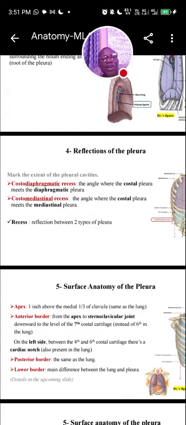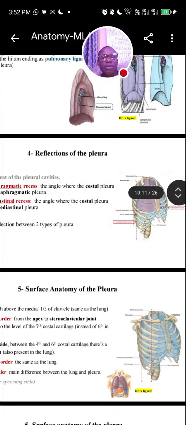CDCM, CDCM. Okay, so we have CD, we have CM. Okay, the angle where the diaphragmatic. So let's look at this angle. Look at the picture.